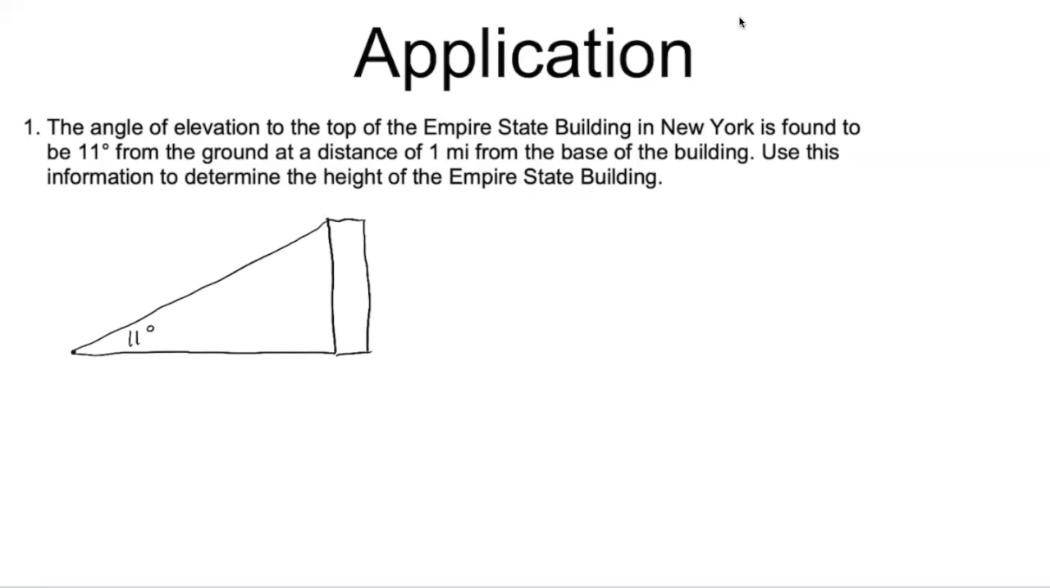And that is the angle, not from every distance, so be careful with the distance. The angle of elevation is 11 degrees when you're standing a mile away from the base of the building. So 1 mile is the length along the ground.